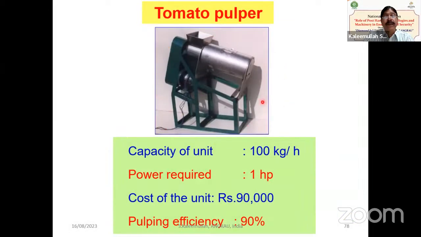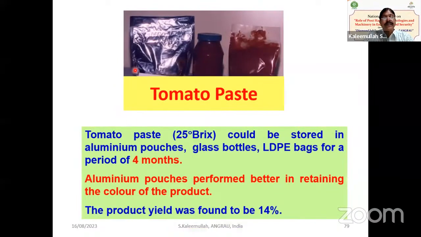And this is the tomato pulper, and its capacity is 100 kg per hour, and its cost is around 90,000 rupees, and the pulping efficiency is 90%. And here you can see this is the tomato paste having 25 degrees Brix. It could be stored either in aluminum pouches, glass bottles, or LDPE bags for a period of nearly 4 months. Whenever the cost is very low, at that time we can prepare this type of tomato paste, keep it for a longer period, and when the prices are very high, at that time we can use it.